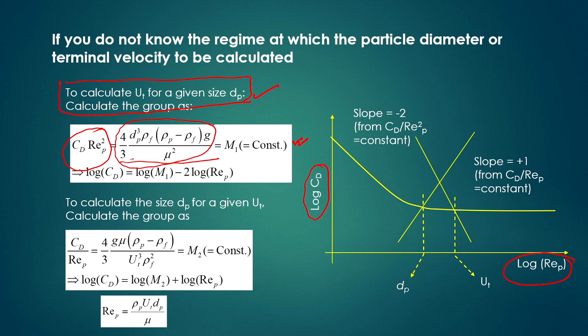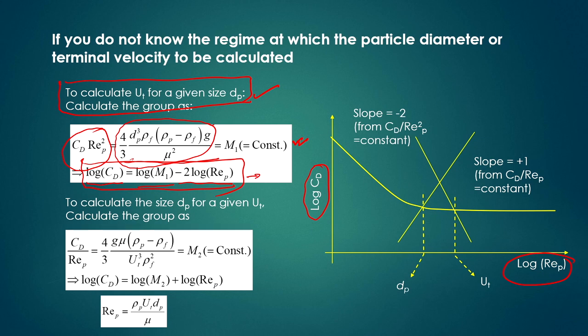Now taking logarithm on both sides, we get log CD equal to log m1 minus 2 into log REP. So you will get this equation from this CD into REP square value. From this you can say that this is a straight line with a negative slope of 2.